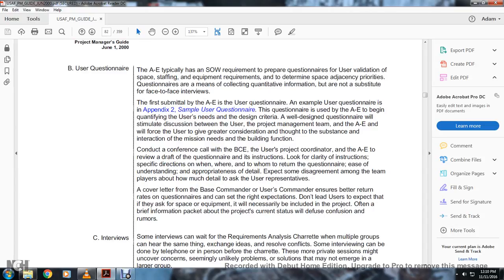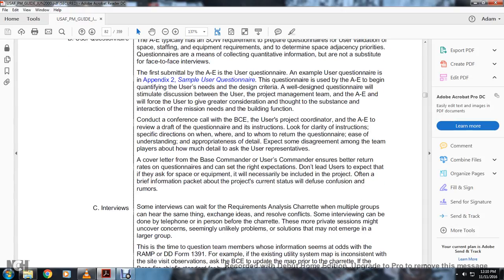Conducting conference calls with the base civil engineering, the user project coordinator, and the architectural engineer will review the data, draft the questionnaire with the instructions, check the clarity of the instructions, specific directions of when and whom to return the questionnaire to, ease of understanding, and appropriateness of detail. Expect some disagreement among the team players about how much detail to ask of the user and representative. A cover letter from the base commander of the user command should be returned with the questionnaire, with exemptions so as not to lead the user to expect that everything asked for in space and equipment is necessary to be included with the project.